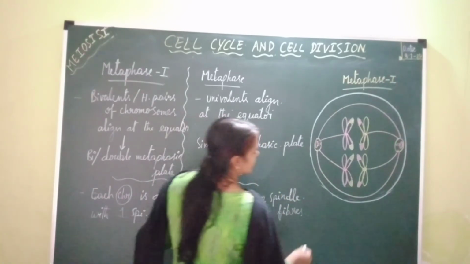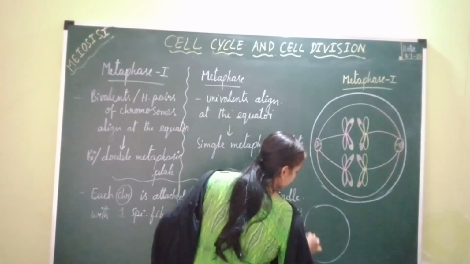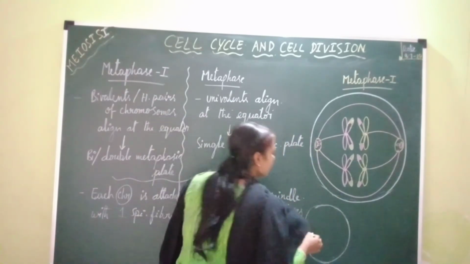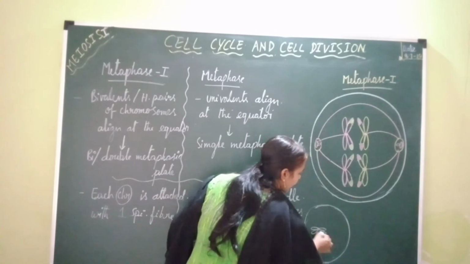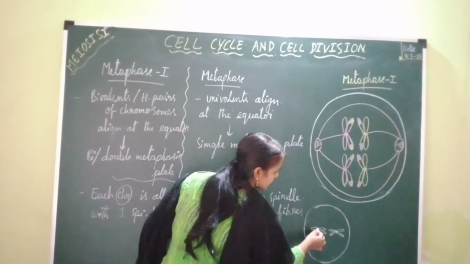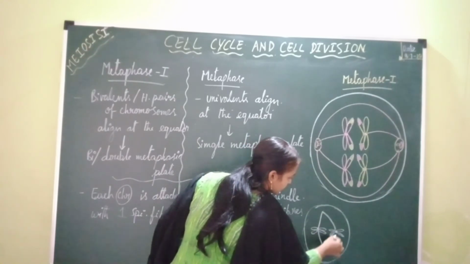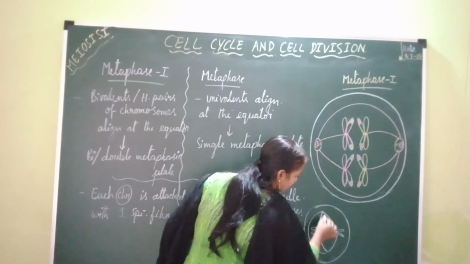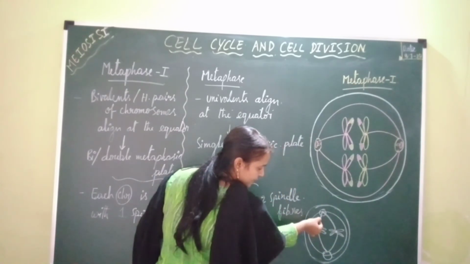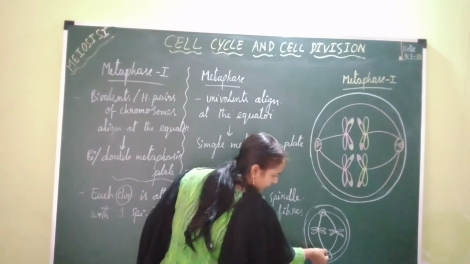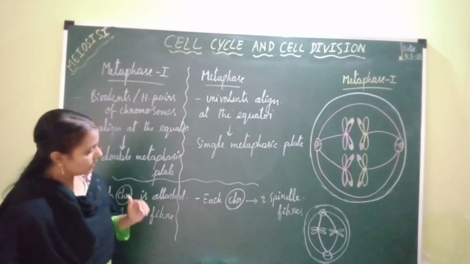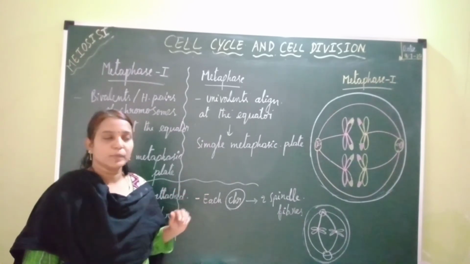Okay. Let's say this is a cell. Inside the cell, this is the plasma membrane. Inside the cell, these chromosomes are aligned at the center. Univalents are aligned at the center of the cell, to which two spindle fibers coming from opposite poles of the cell are attached. This is one spindle fiber coming from this pole, and this is another spindle fiber coming from the opposite pole. So like this, each chromosome is attached with two spindle fibers.